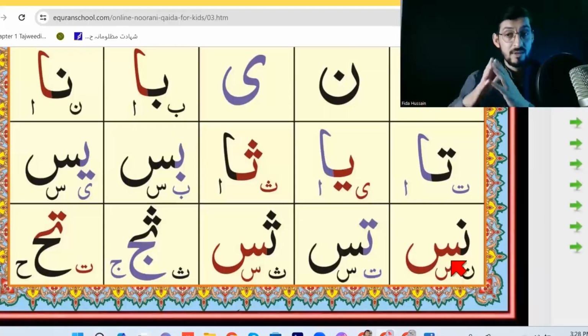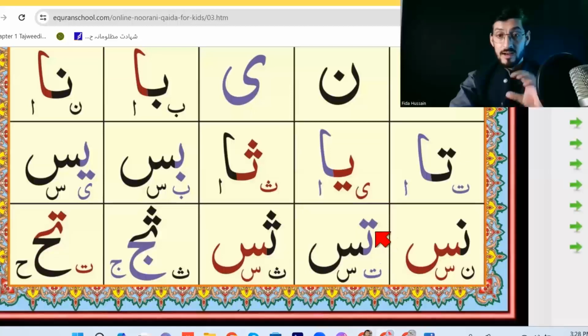Za cannot connect with any letter. Za, dal, dal cannot connect with the next letter. Before them, they connect. Yes, if there is a letter before them, they can connect, like lam and dal. But when they are the first letter, they cannot connect. Noon, sin. Yes, this is not za. Noon, sin, ta, sin, tha, sin, tha, jim, tha, ha.